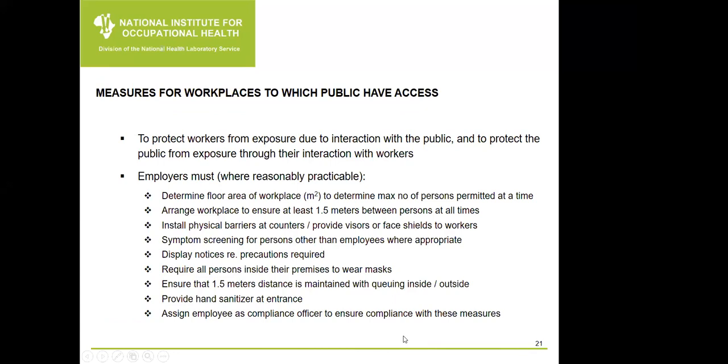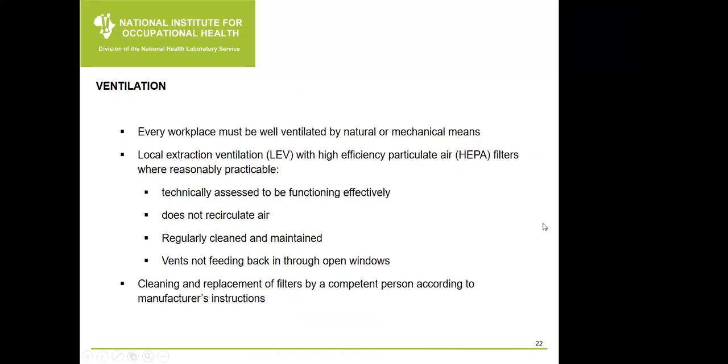In any workplaces where the public have access, the employer must determine the floor area to make sure that there are not more people inside than the area can allow, to still make sure that they can maintain the social distancing as required. Physical barriers need to be implemented at counters. Symptom screening is important. Daily notices need to be displayed. Everybody must wear masks, maintain distancing, and there must be sanitizing of hands at the entrance before people enter the premises, and there must be an employee assigned as compliance officer to ensure that all of these measures are complied with.